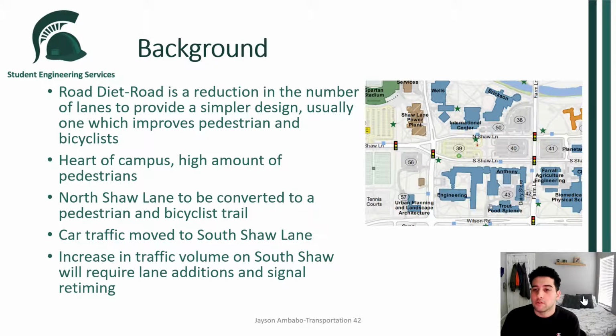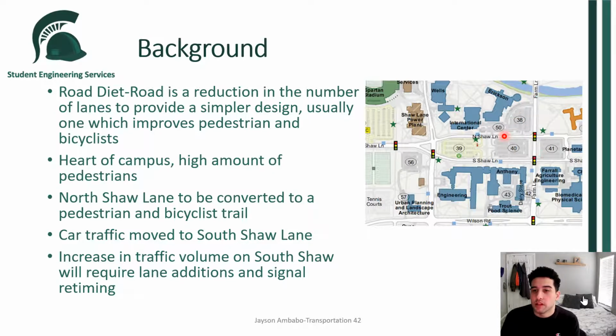This road diet will go from Farm Lane, right here, to Red Cedar Road on North Shaw Lane, so this stretch right here. This area is the heart of campus, I would say. The International Center and Wells are two of the most popular buildings, and then tons of people have classes in engineering at Anthony Hall. Additionally, the new Shaw Lane Power Plant building, the STEM building, will see a lot of traffic too. And parking lots 39, 40, and 38 almost always are filled.